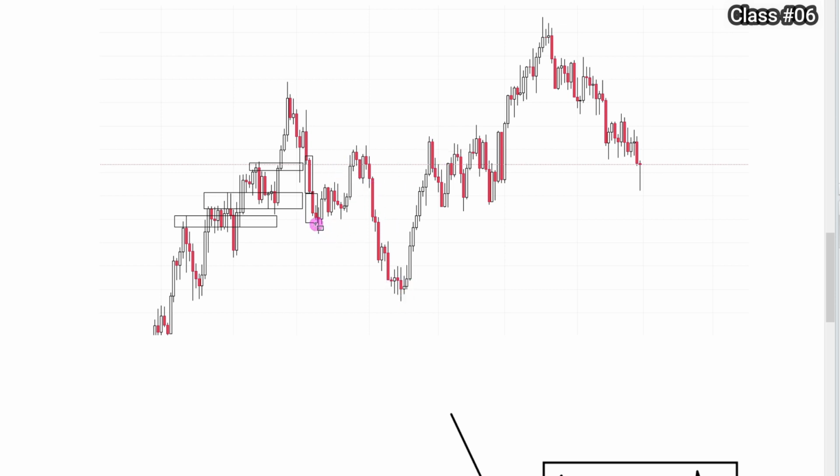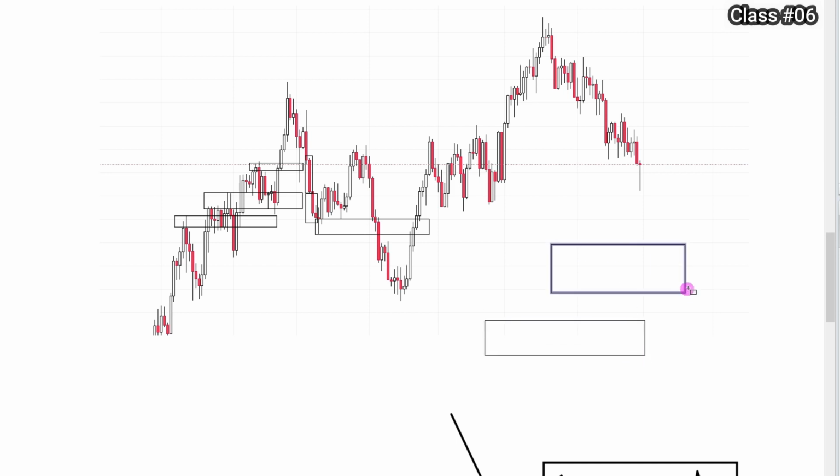So in a sell scenario, in this way we can draw our support zone from the closing body of this candle to the downside at the end of this wick. So these are the rules of drawing support and resistance zones.